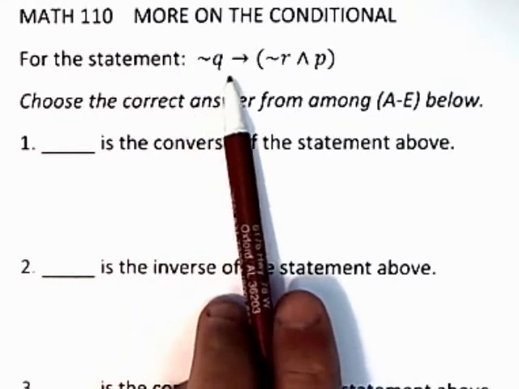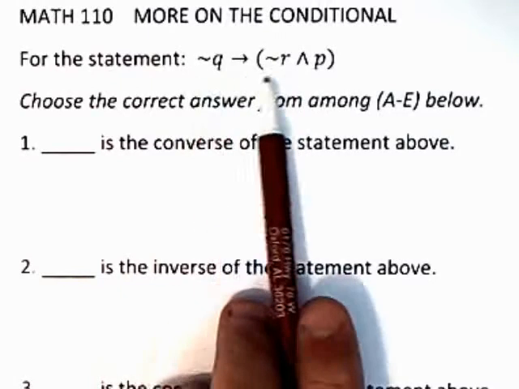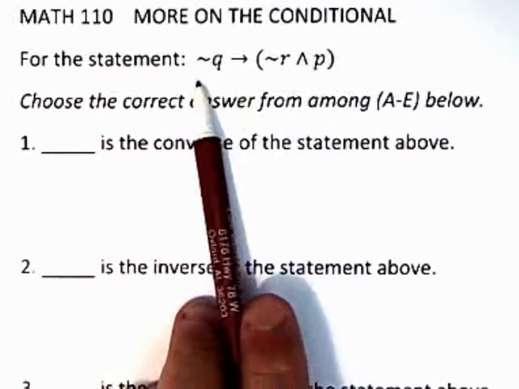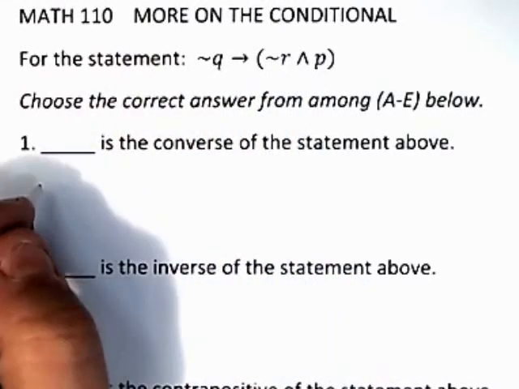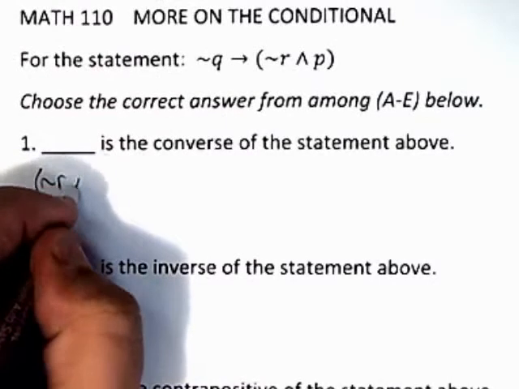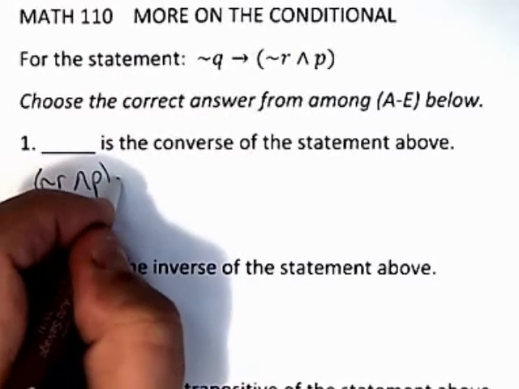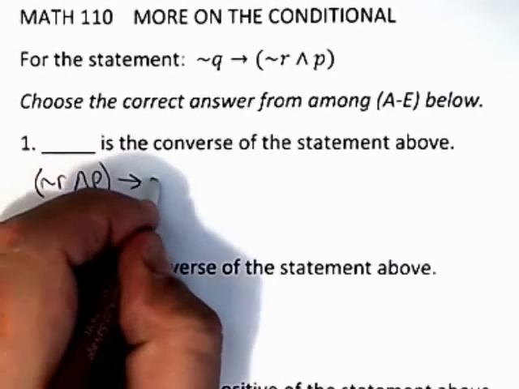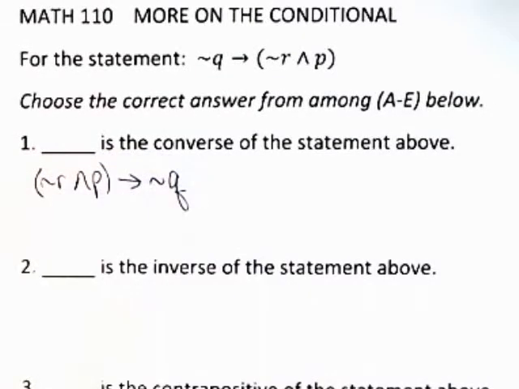The converse simply switches the roles of the two sides. So the converse would be not R and P implies not Q. And again, we're going to do multiple choice in a moment, but let's not even worry about that now.